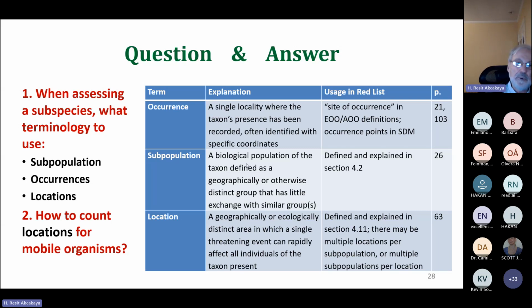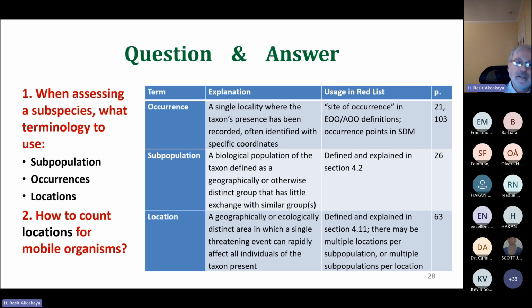Subpopulation is not a point on the map. It's a biological population. In the Red List it is defined as a geographically or otherwise distinct group of individuals of the same species that has little exchange with similar groups. And the concept of subpopulation is defined and explained in section 4.2 of the guidelines.